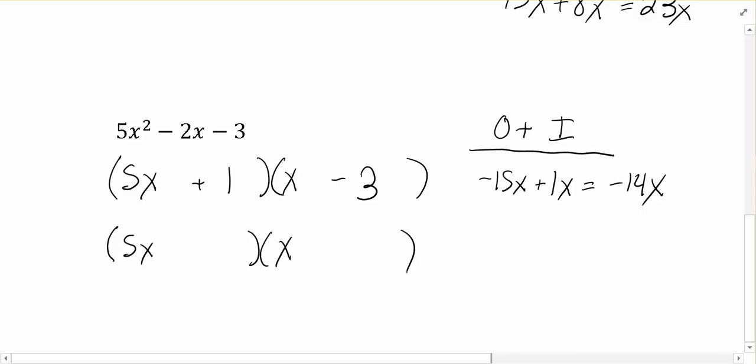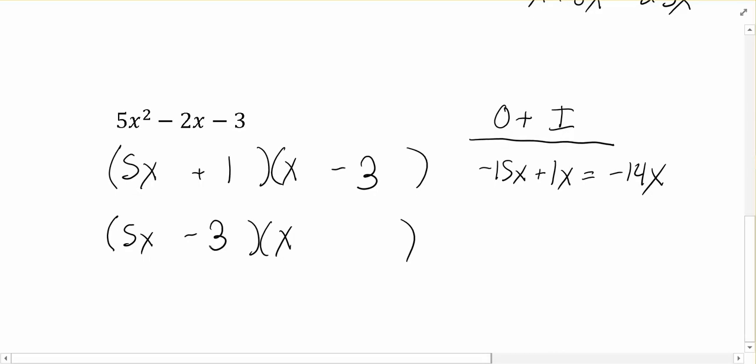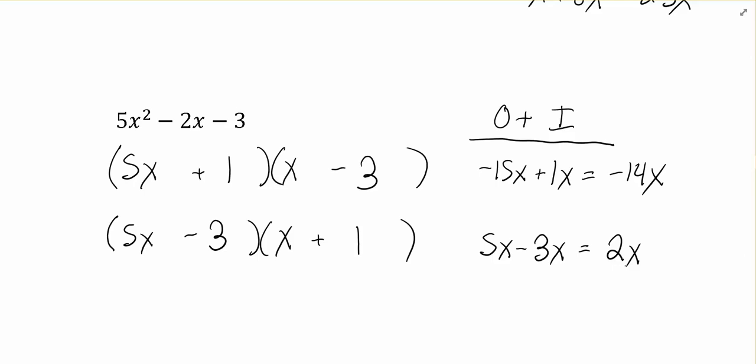I'm just going to try again. I like my 5x and my x, but instead of +1 and -3, maybe I need to flip-flop those two. Maybe I need to put the -3 there and the +1 there. That's going to get me 5x for the O and -3x for the I. That gets me +2x. Well, I'm getting there. I wanted -2x. I got +2x. The beauty here, though, is that if all that's messed up is the sign, then you know how to revise.